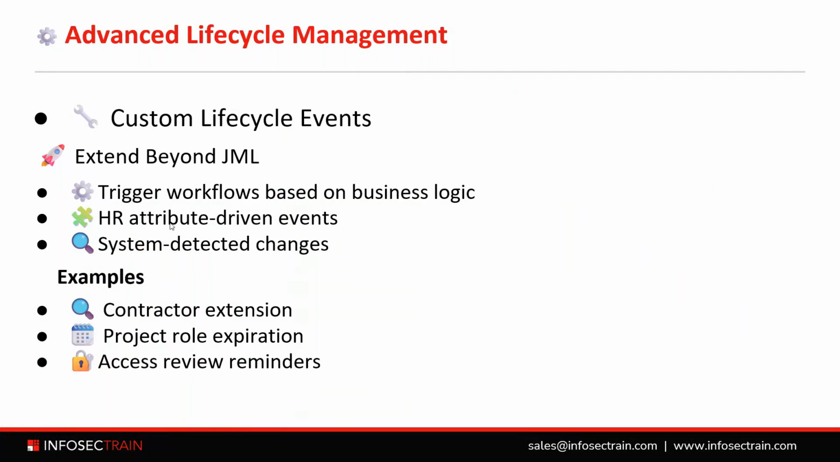There are some best examples I would like to give here. When I say beyond the JML, we can take contract extensions. Based on the end date of the user, maybe notifying the manager or directors that this contract is getting expired on so and so date. So kindly take action on his leaver process, or do take action on that particular user before the contract expires. This is a contract extension process you can have.